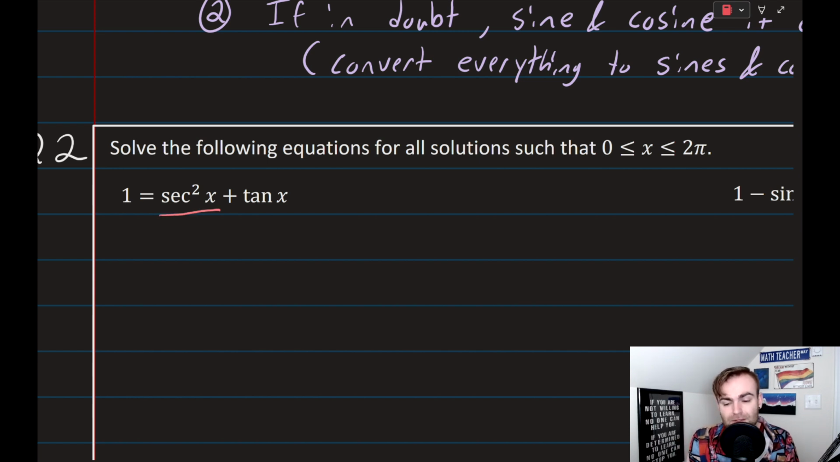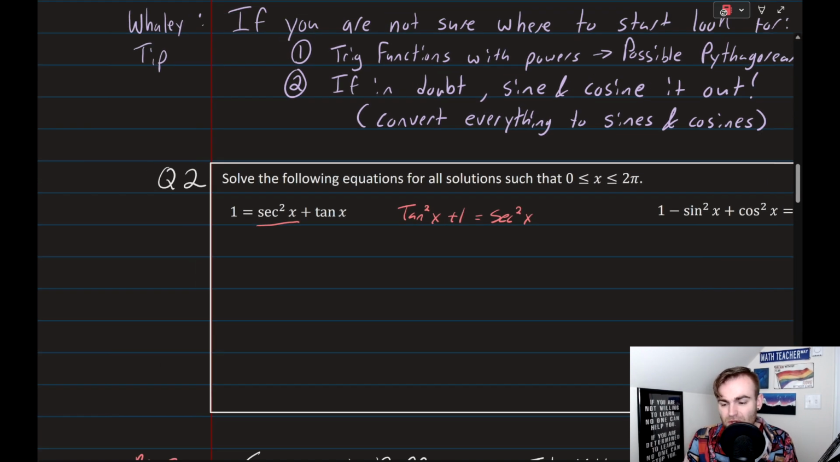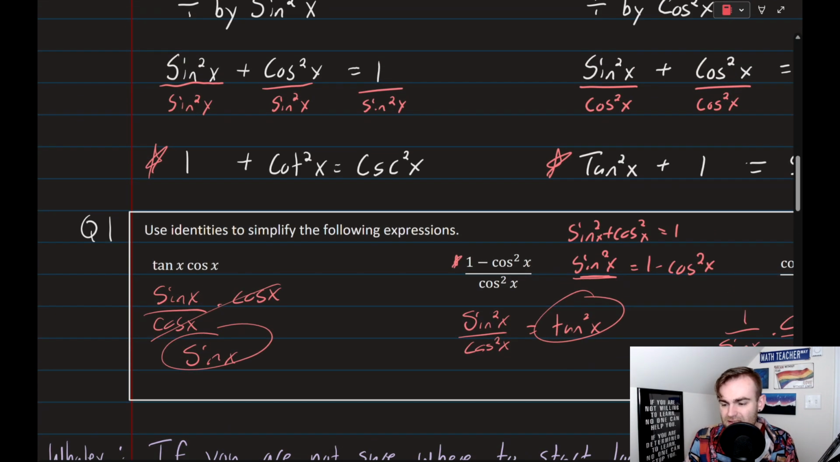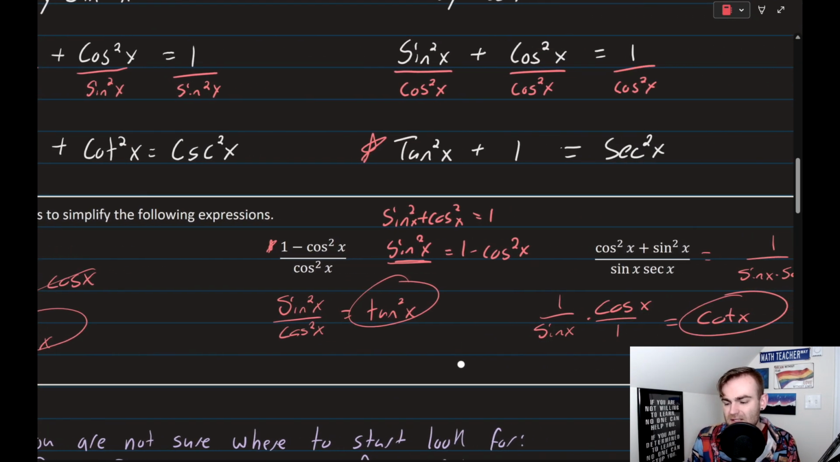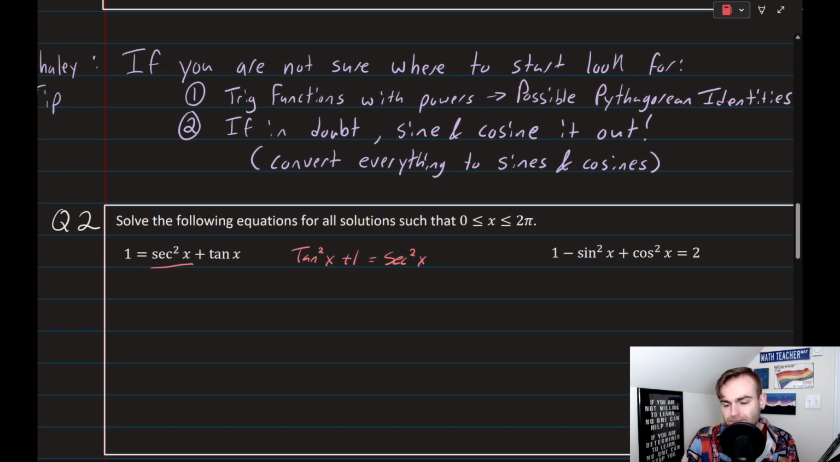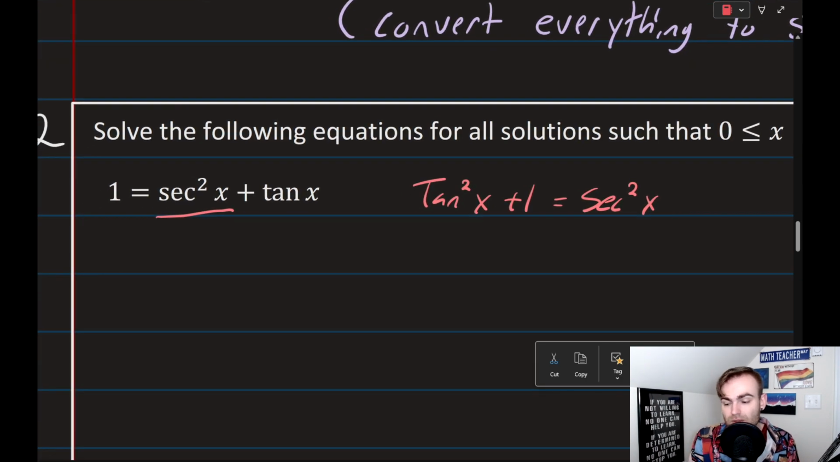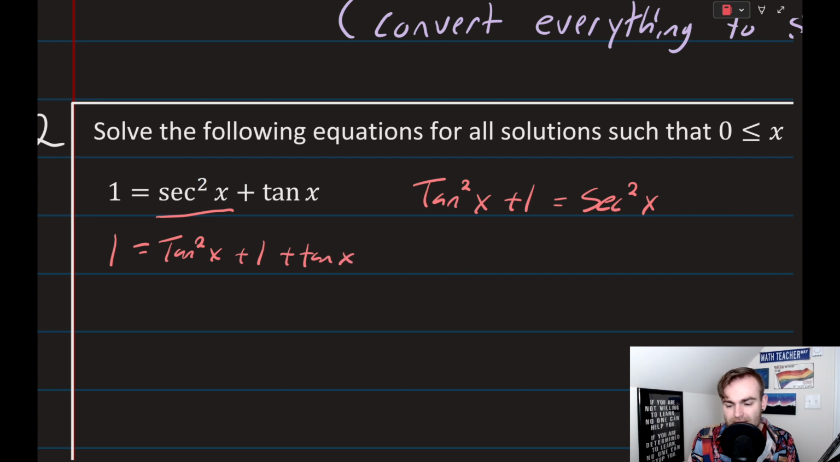So this here is squared, right? One of our trig identities is tangent squared x plus 1 is equal to secant squared x. If you don't believe me, we can scroll up. Tangent squared plus 1 is equal to secant squared. So we can replace the whole secant squared with more than one term. We can do that, that's perfectly fine as long as we maintain the equivalence. So that means if there was a coefficient, we would have to distribute it. But we can rewrite this as 1 equals tangent squared x plus 1 plus tangent x.